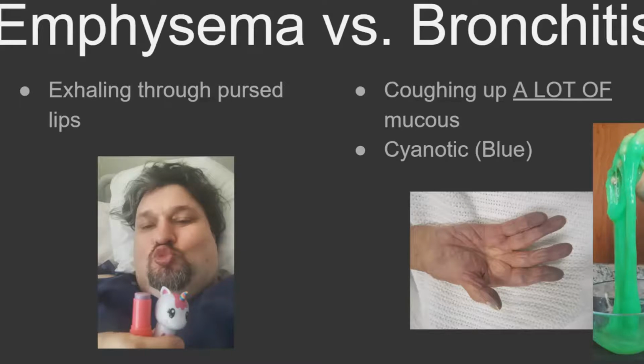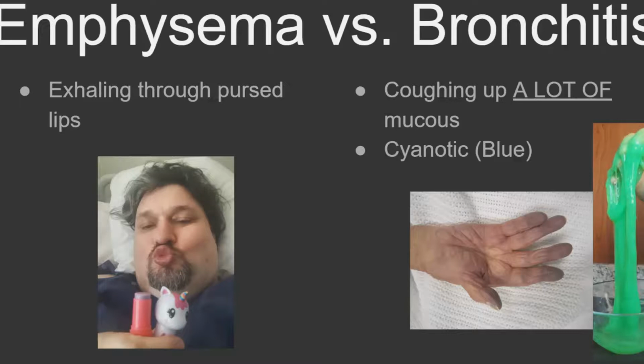Now let's compare and contrast the signs and symptoms of emphysema and chronic bronchitis. In emphysema, the patients will purse their lips. The reason involves physics, and I'll leave it at that. But to experience it yourself, try blowing as much air as you can, and you'll find that you will purse your lips.